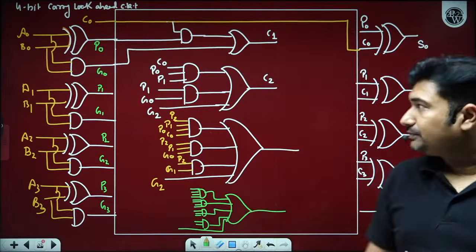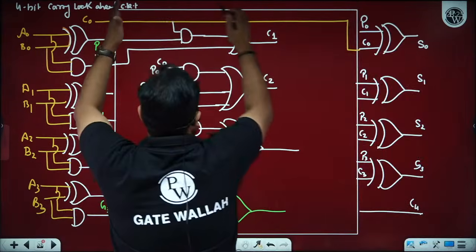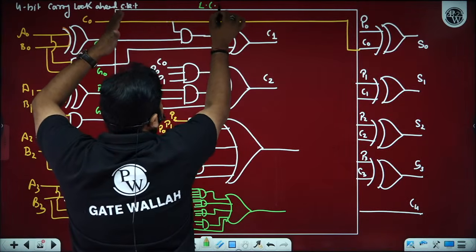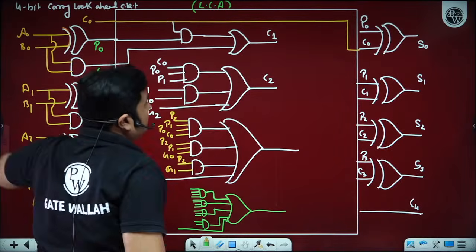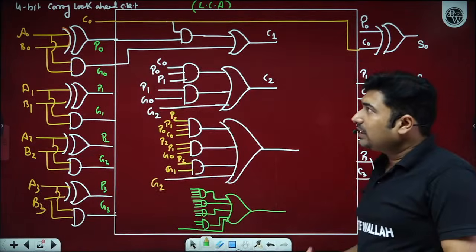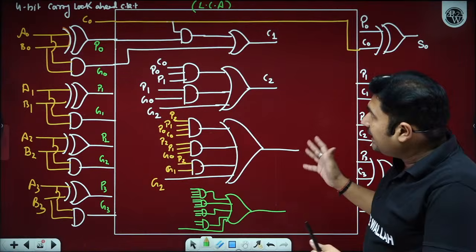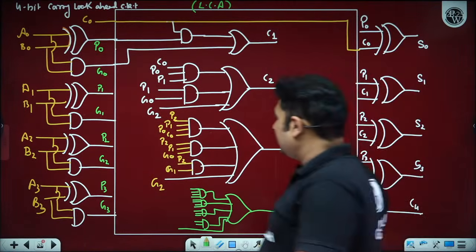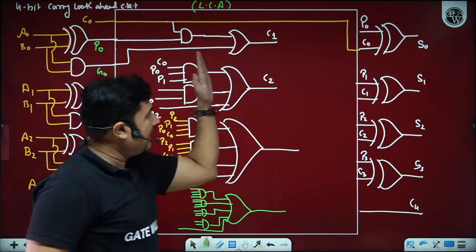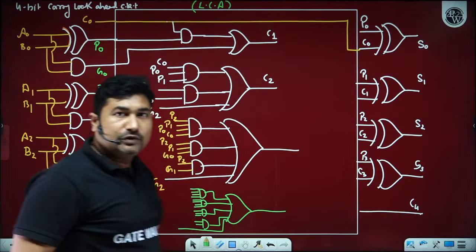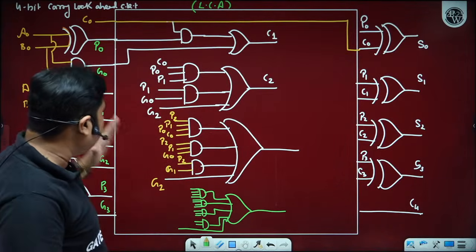So this circuit is called the look ahead carry circuit, LCA circuit. The carry look ahead adder contains a look ahead carry circuit, and the look ahead carry circuit is a two-level AND-OR gate circuit. Now if you observe, for any number of bits, how many logic gates are required?